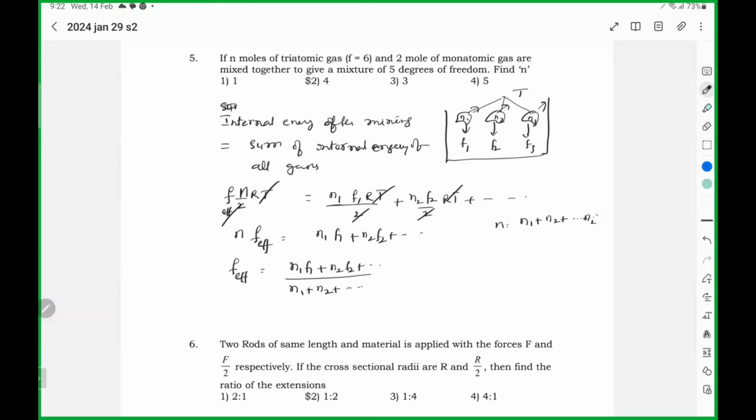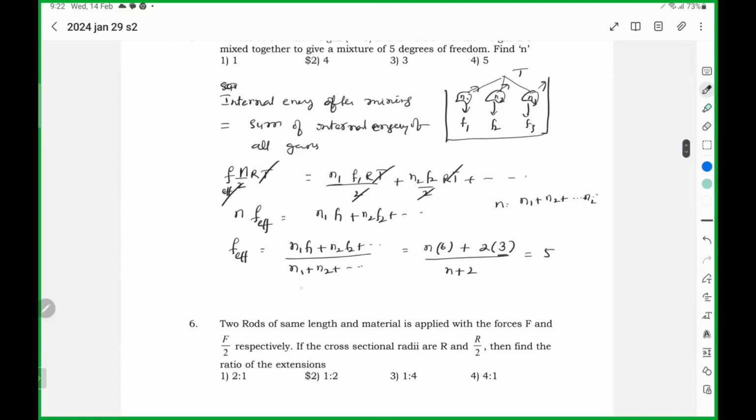Now he has given n moles of triatomic gas with its degrees of freedom, and 2 moles of monatomic gas with 3 degrees of freedom, divided by N1 plus N2. The mixture is having 5 degrees of freedom, so 6n plus 6 is equal to 5n plus 10. Here you get n is equal to 4.